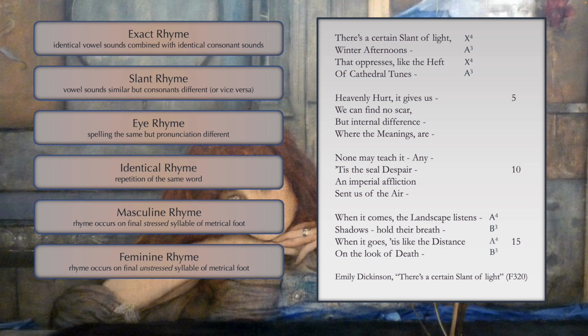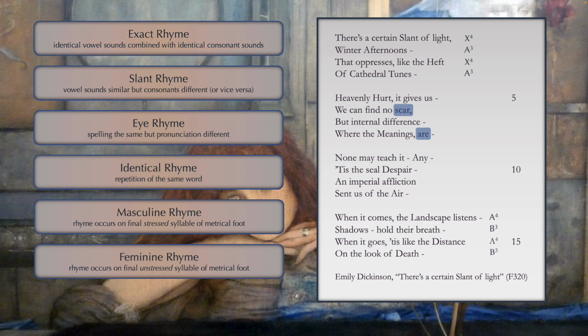And this poem gives us examples of 4 of these. So we'll start with exact rhyme, and we're going to look at that second quatrain over there. Scar and R. Pretty identical vowel and consonant sounds there.